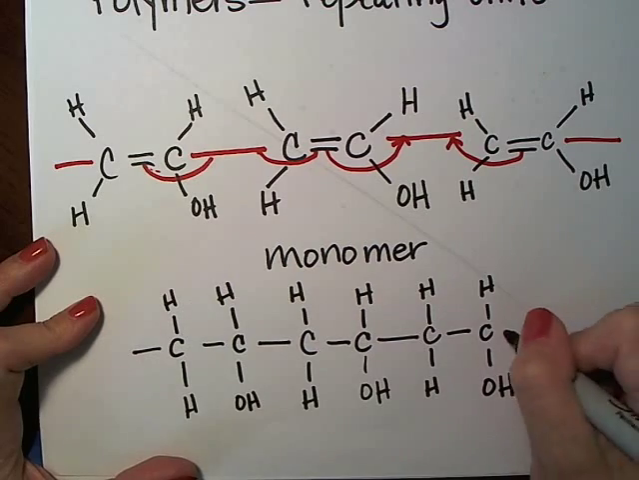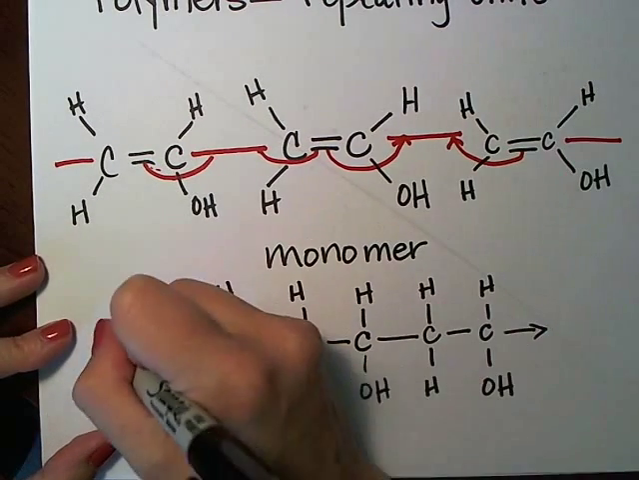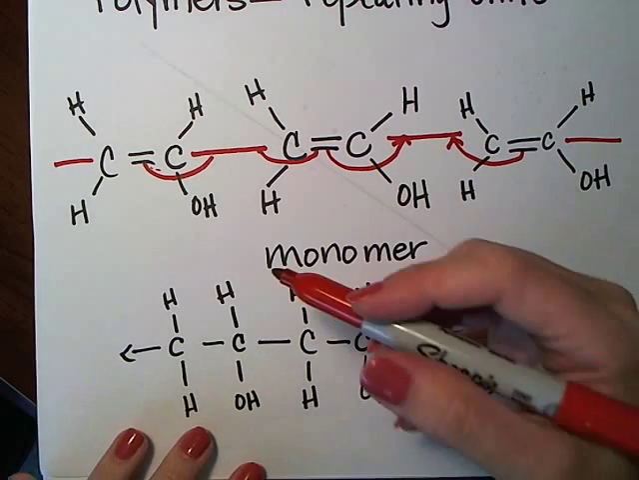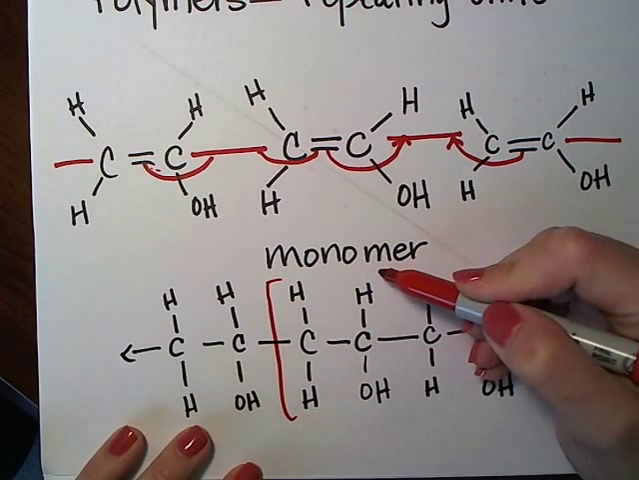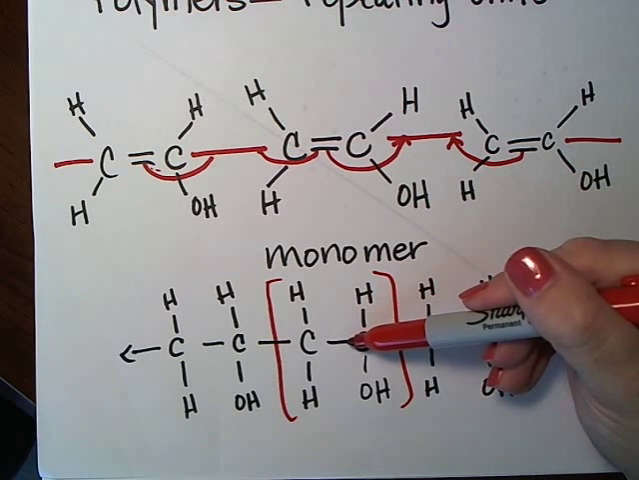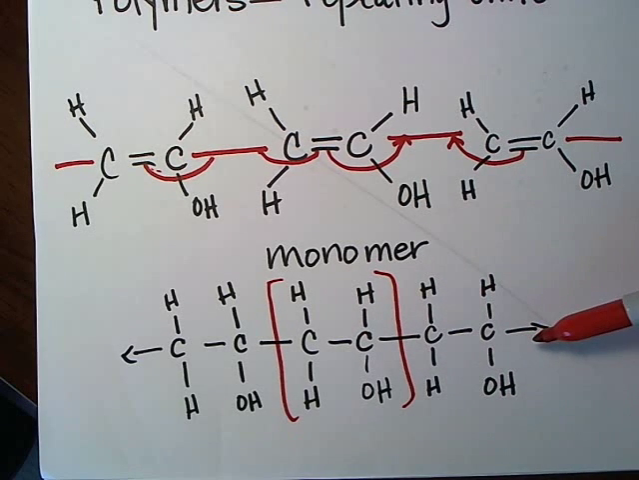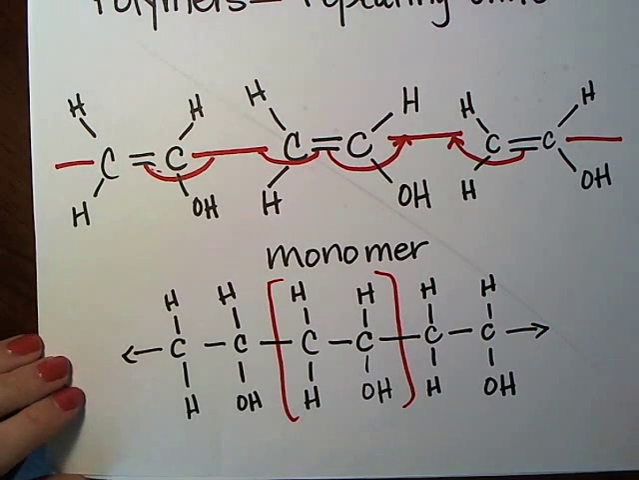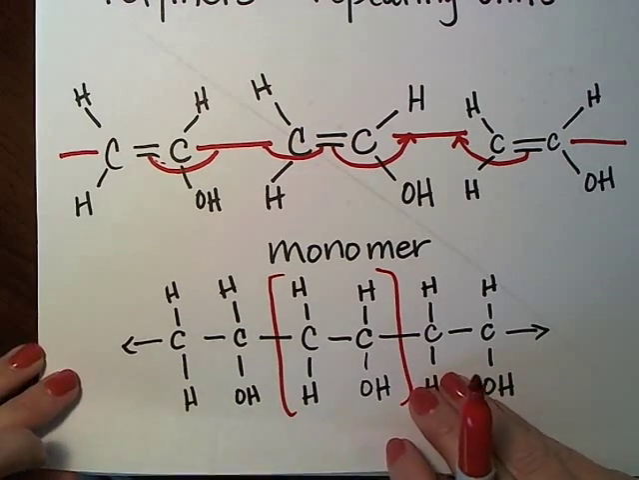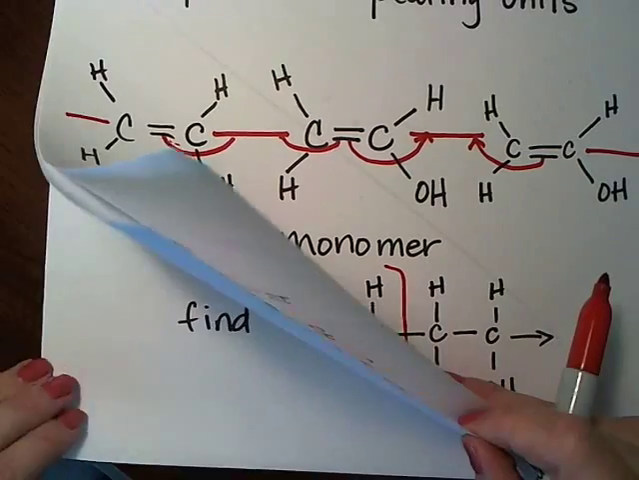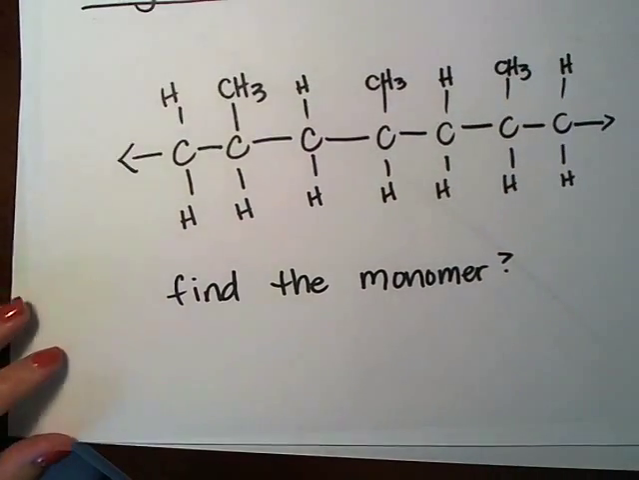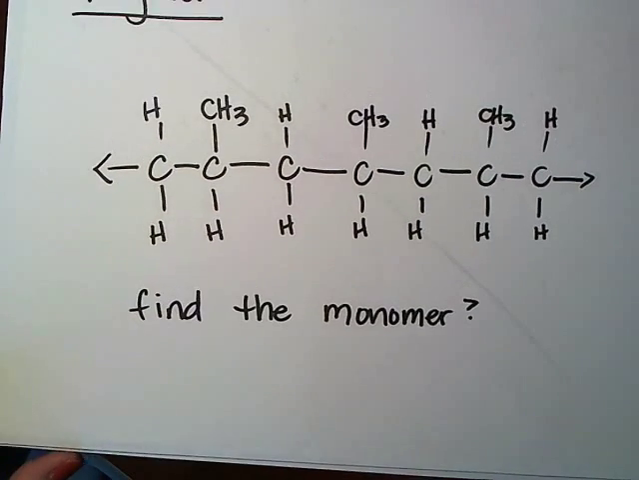Okay, so usually we just show a piece of it and we just know that it's going to continue to extend out that way. So here is, again, the original monomer. This was our original compound that we started with. There was a double bond, and we imagined those opening up and bonding to other subsequent molecules. Now you could be asked to do the opposite, where you start with the polymer and you're asked to find the monomer.